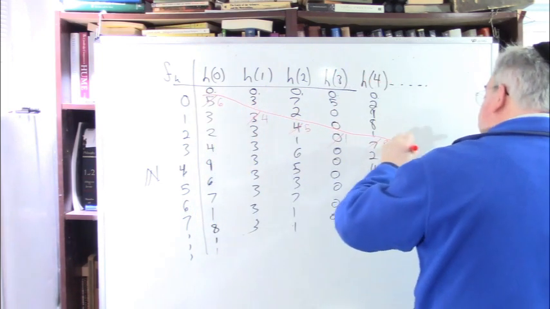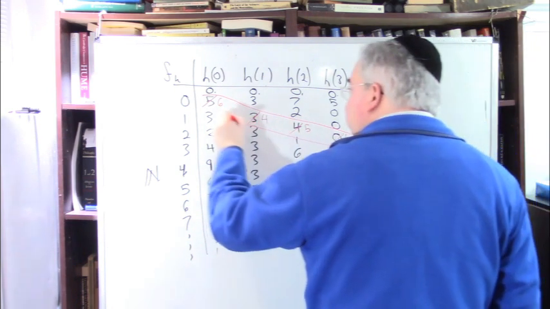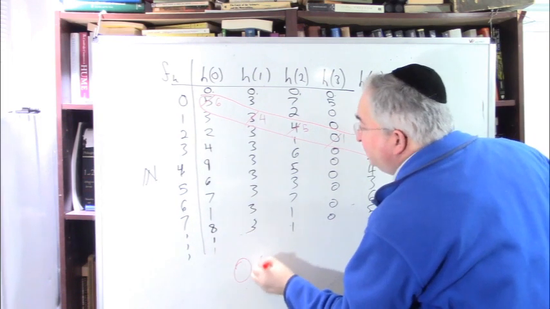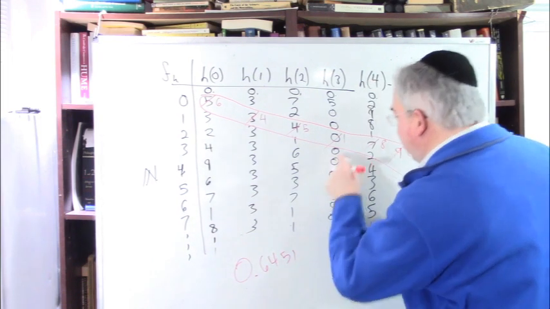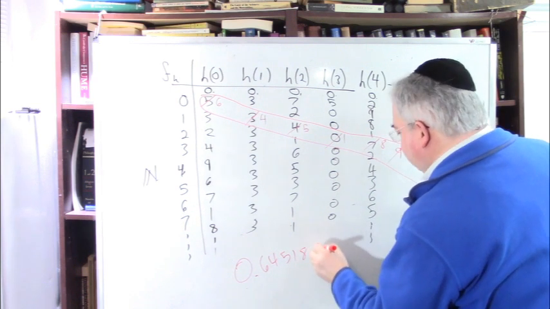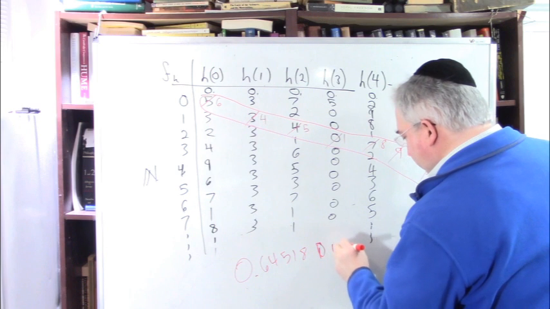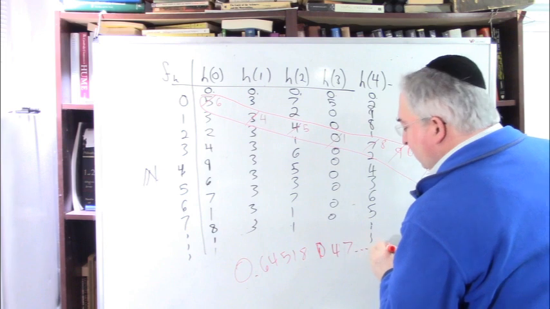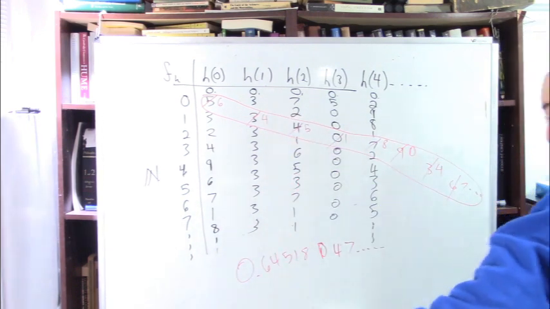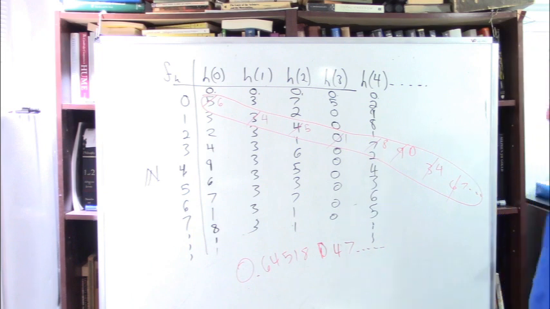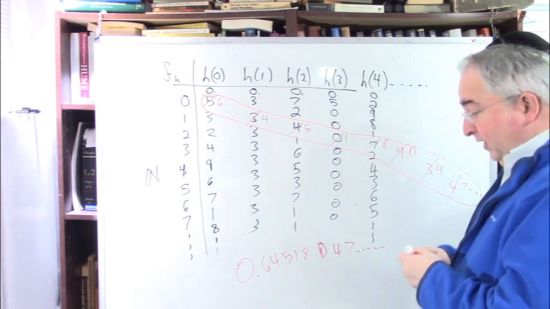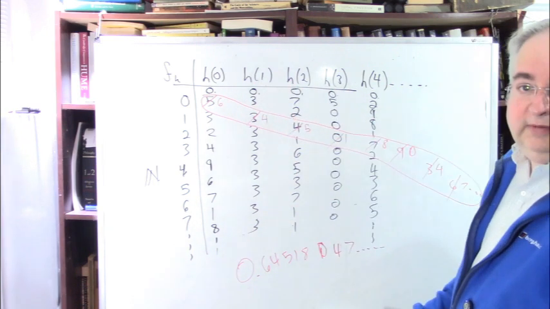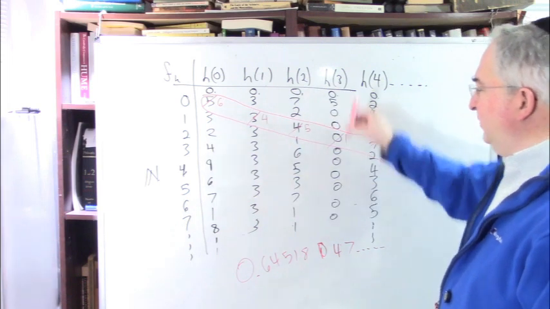This number, okay, let's write this number very carefully. It's 0.64518047, okay, dot, dot, dot, okay, whatever, as this matrix goes on forever, this number goes on forever. Main point, okay, main point. This number is not on this list. This number is not on this list.